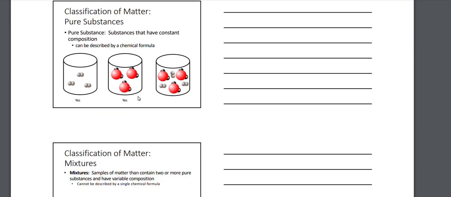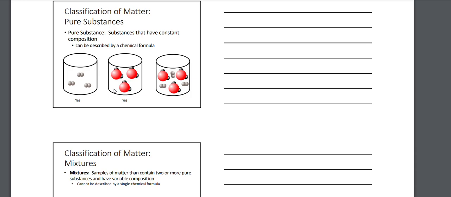A pure substance is something that has a constant composition. In other words, you can describe it using a chemical formula. So if you have a substance in front of you and you're unsure if it is a compound or a pure substance, ask yourself a question: would I be able to describe what's in that beaker by a single chemical formula? If the answer is yes, then that is a pure substance. If the answer is no, then that's a mix. That is not a pure substance. Rather, it is a mixture of 2 different compounds mixed together.